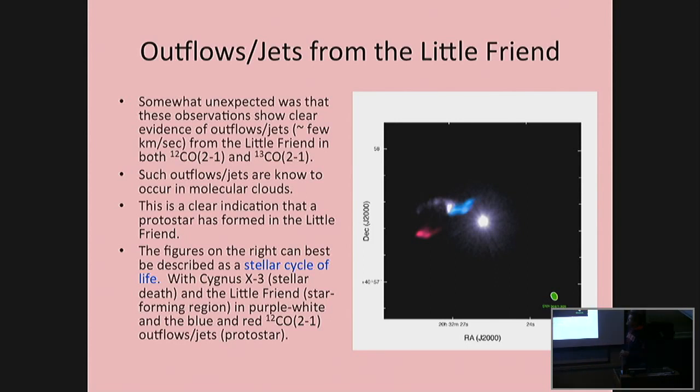What I like about this picture is what I refer to as the stellar cycle of life. Cygnus X3 here represents stellar death. In fact, it's going to undergo an even bigger death shortly, because it's a Wolf-Rayet in a compact system, so it's going to end sooner rather than later. You have the little friend in the X-ray, which is a stellar nursery, and then you have the outflows indicating that somewhere in here is a protostar that has turned on and is generating an outflow.